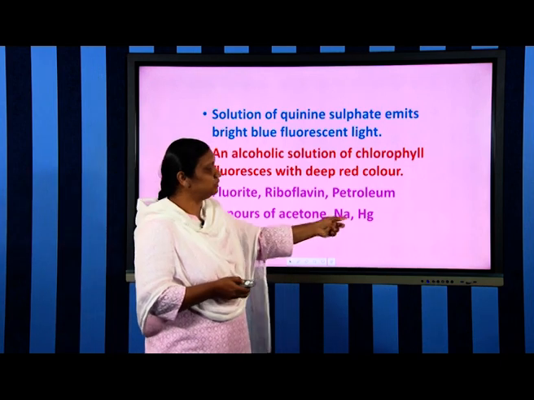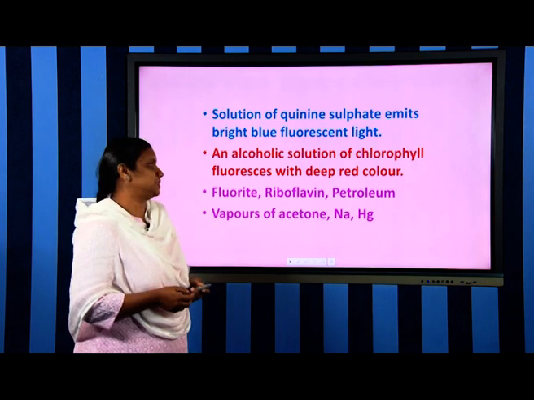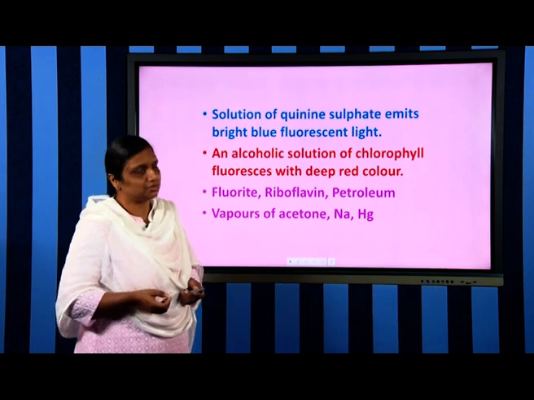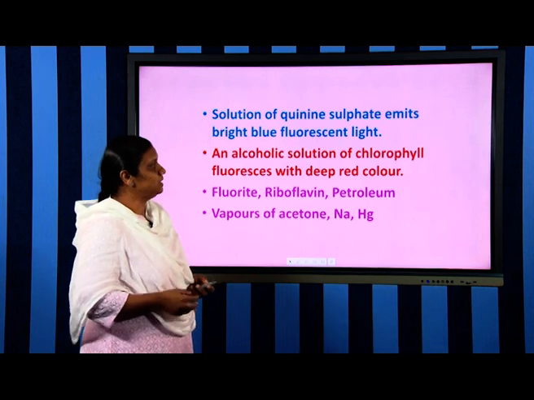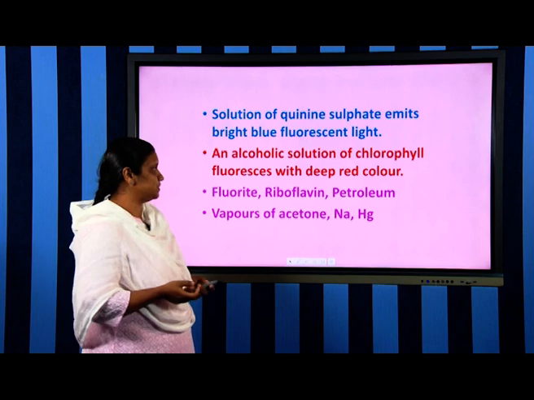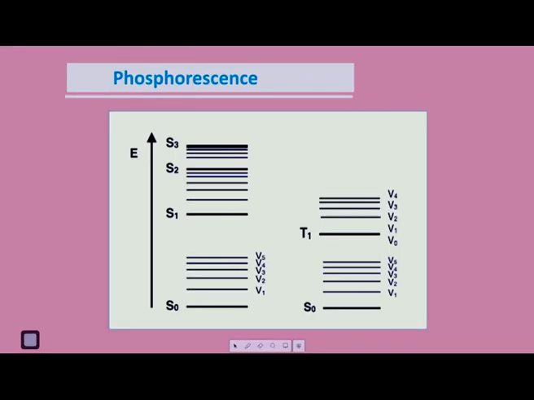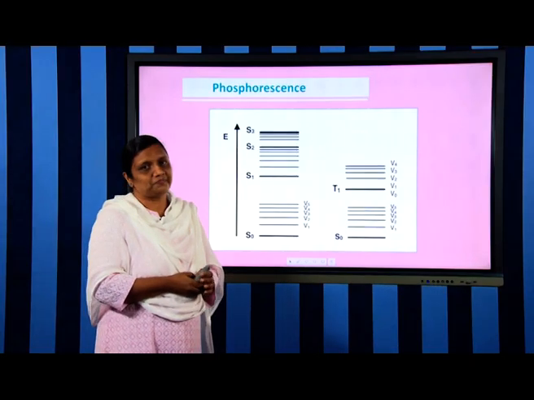Vapors of sodium and mercury will be showing the resonance fluorescence, because they are atomic in nature. The rest are compounds. So, they will be showing fluorescence, that phenomenon is called fluorescence. Now, coming to phosphorescence, fluorescence involves electron transitions within the same singlet electronic state. But for phosphorescence, triplet state also comes into picture.